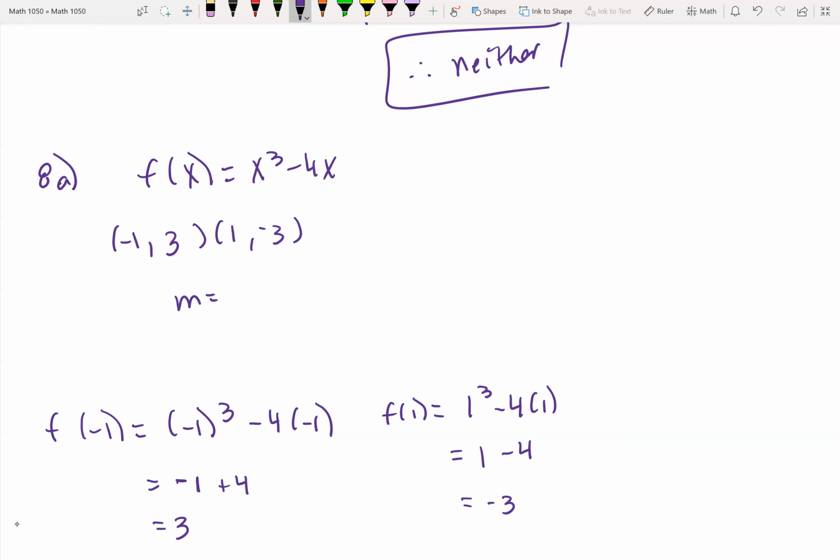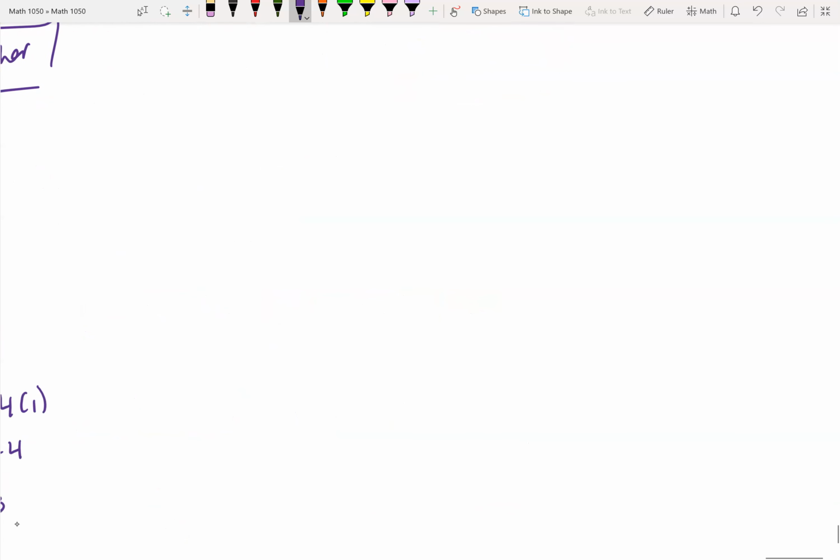Now use the slope formula. So it's negative 3 minus 3 over 1 minus a negative 1. That's 1 plus 1. So that's a negative 6 over 2, which is a negative 3. And I'm done. 8b.